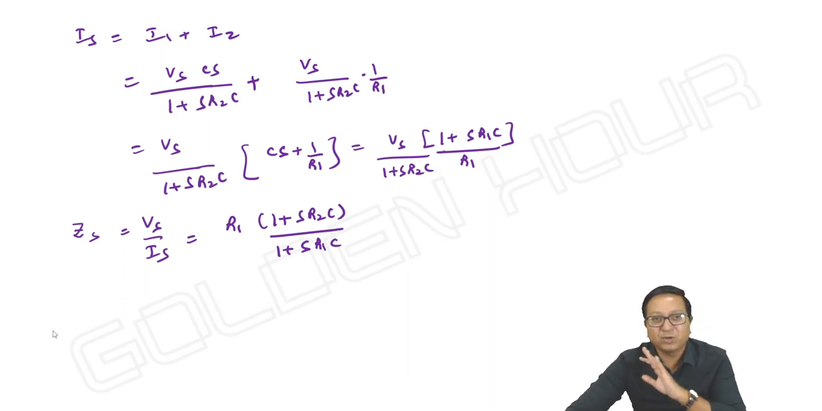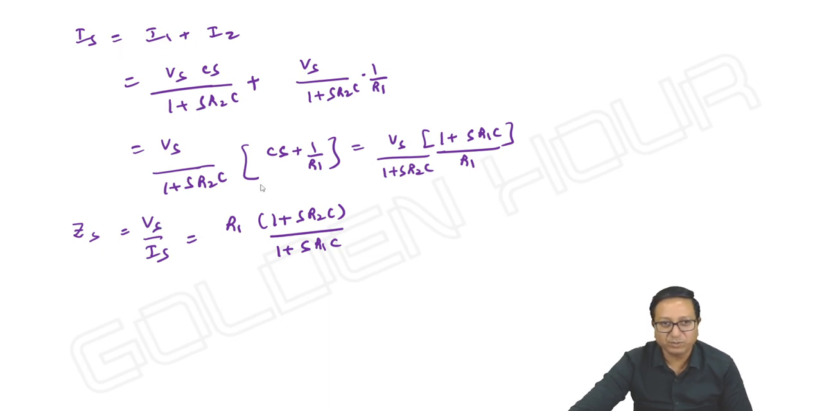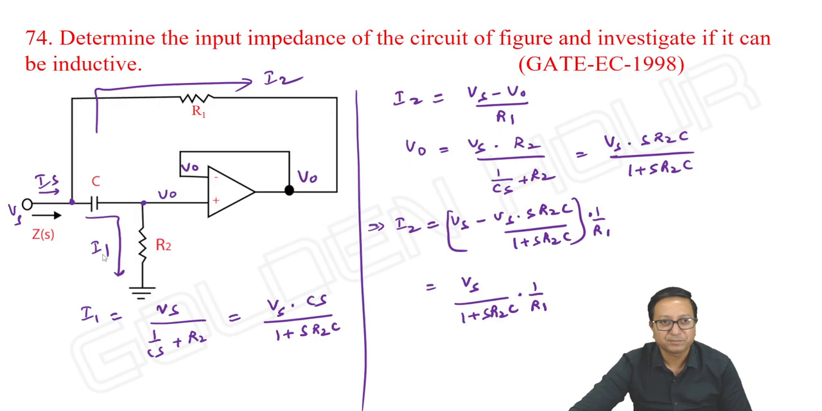You see, I'm not at all changing my procedure. Right? I'm just calculating I1 and I2. I'm writing I1 in terms of Vs and I2 in terms of Vs and total Is in terms of Vs. So Vs by Is gives us the impedance. That's it.